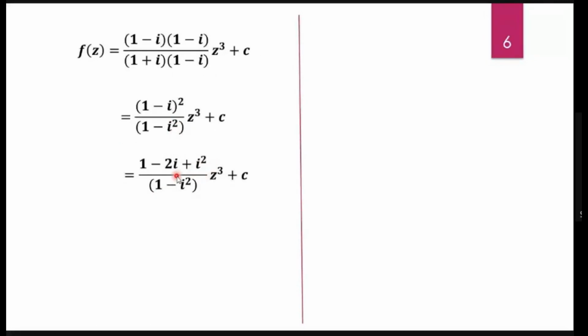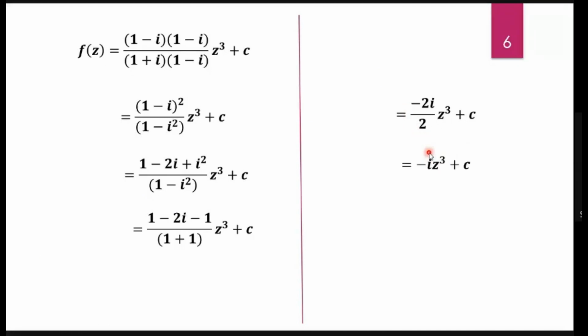So I'll get 1 minus 2i minus 1 upon 2, which is equal to 1 and minus 1 will get cancelled. So minus 2i upon 2 into z cube plus C. 2 also will get cancelled. So I will get f of z to be equal to minus i z cube plus C. Okay? Clear all of you? u plus v और u minus v अगर दिया है, कुछ डाउट है इसमें? You have doubt, please you can ask.